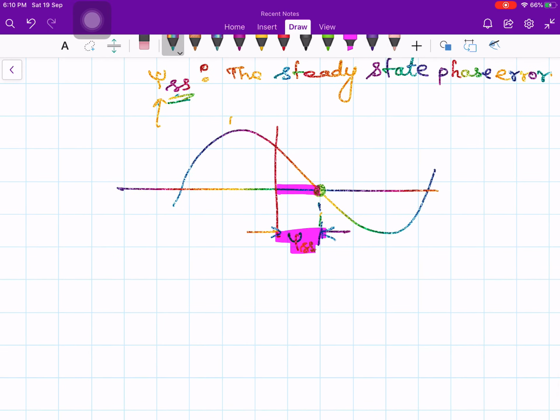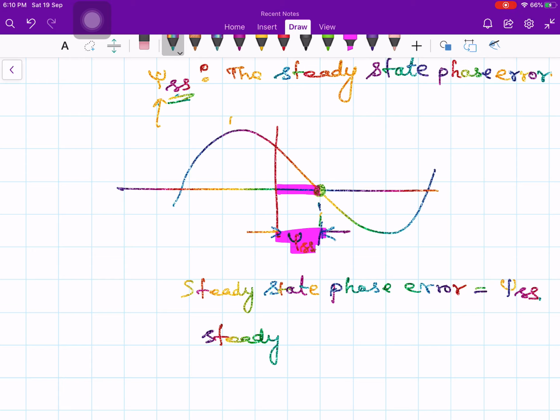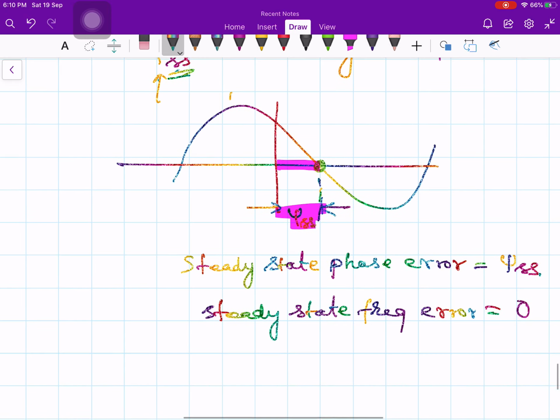Therefore, the final point is: steady state phase error is equal to psi ss, and steady state frequency error, how much? 0. So that's it about the first part, our phase plane plot.